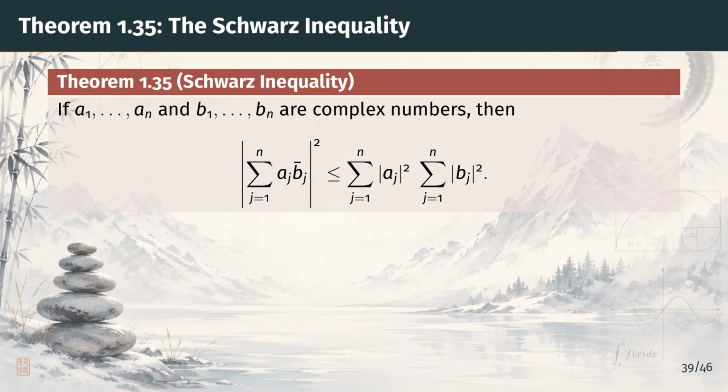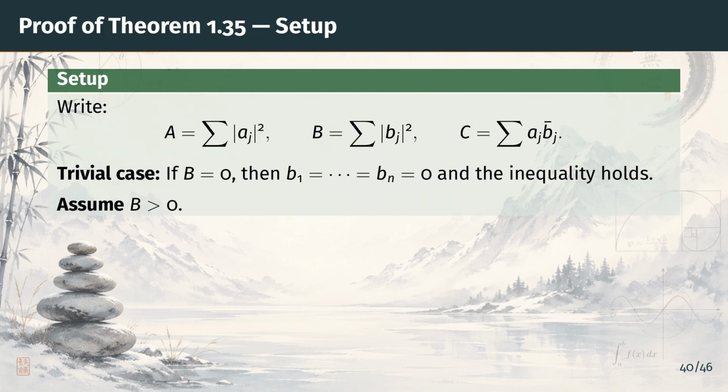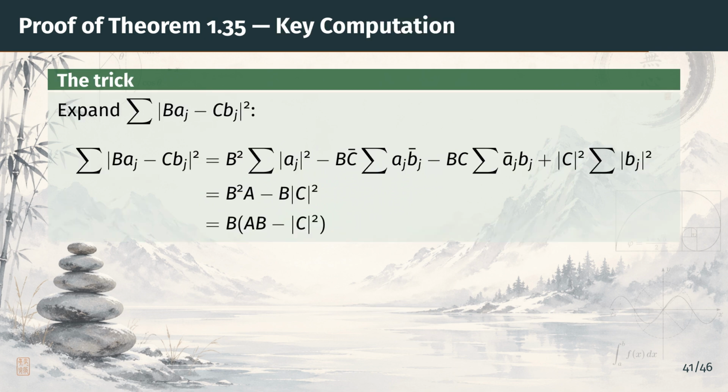Let's see the proof. We introduce shorthand A, B, and C as shown on the slide to keep the expressions manageable. The trivial case is when all the B terms are 0. Otherwise, B is positive, and we can use it as a denominator. Now here comes the key trick of the proof. Here is the heart of the proof.